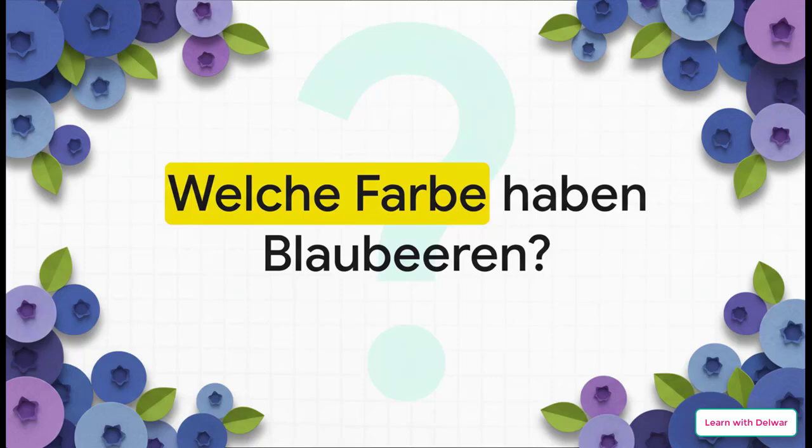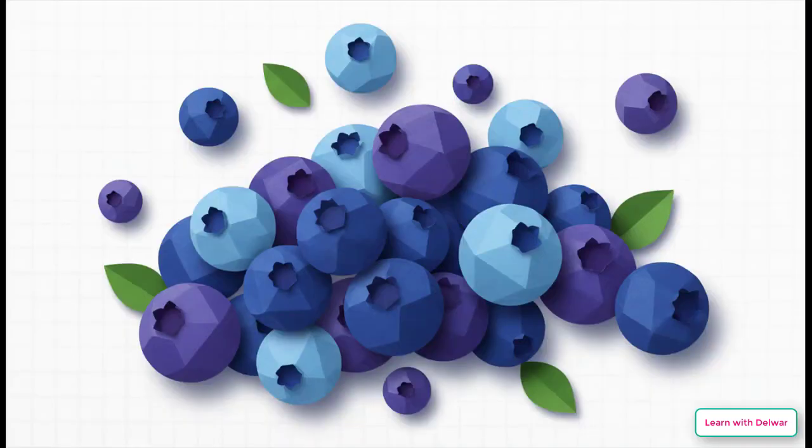Okay, let's try another one. This one's phrased a little differently. Welche Farbe haben Blaubeeren? Yep, you got it. They're blau. And the full sentence, Blaubeeren sind blau. You are definitely getting the hang of this.